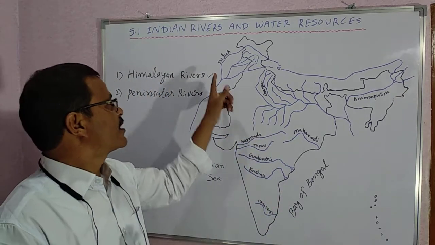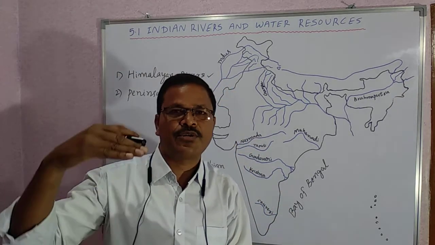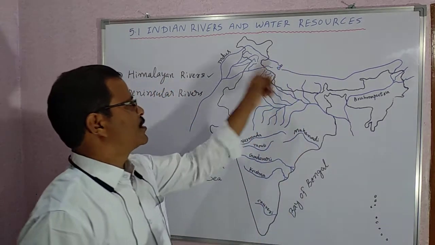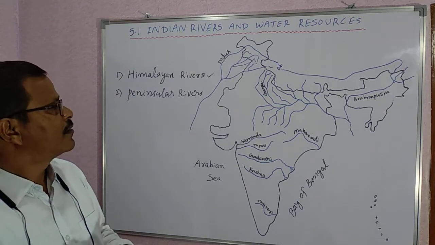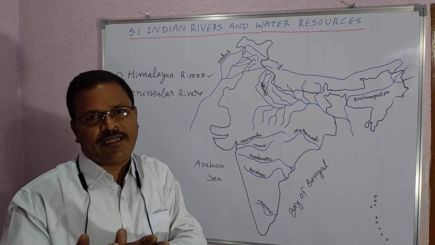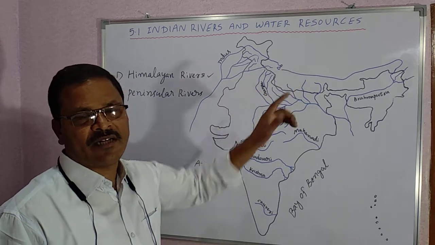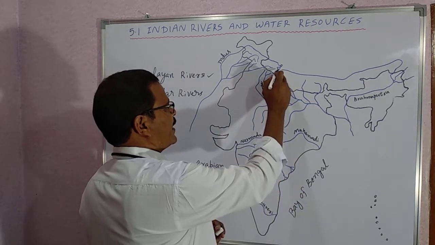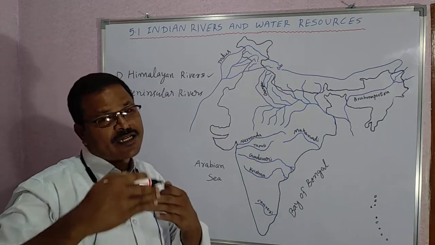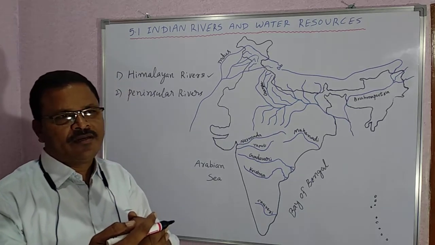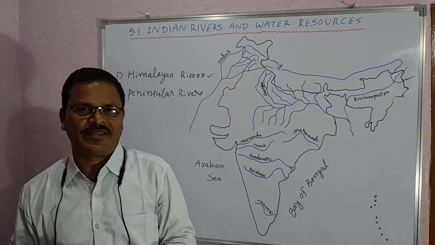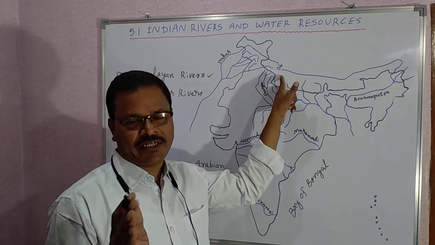The river Indus originates in the northern slopes of Kailash range in Tibet, near Manasarovar Lake. This is the source of Indus. Do you know what is the abode of Lord Shiva? Kailasam. Kailasam is in this Kailash range.